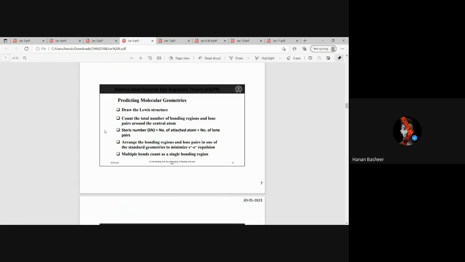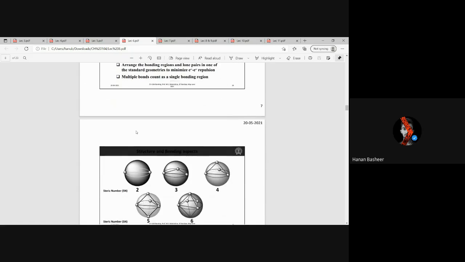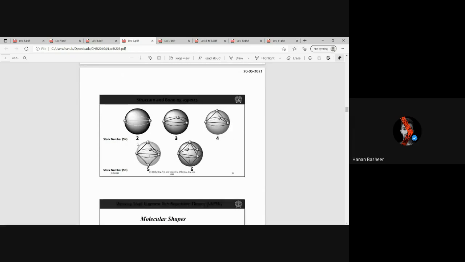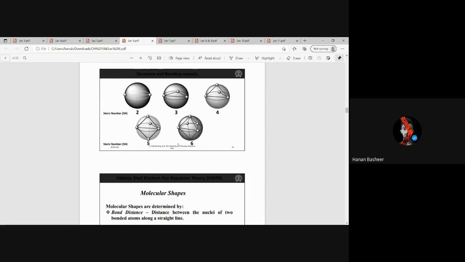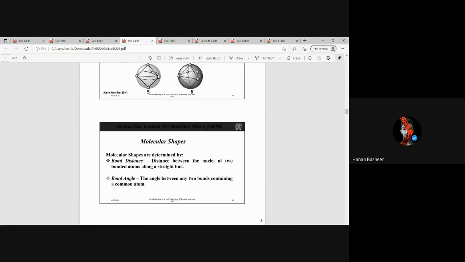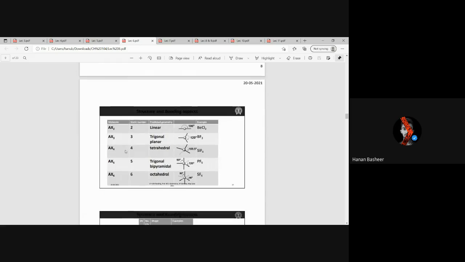Then predicting molecular geometries. How do we do that? We draw the Lewis structure and then arrange the electron pairs in spherical space such that the repulsion between them is least, or the distance between them is maximized. Then molecular shapes: these are the definitions of bond distance and bond angle, as you know already.